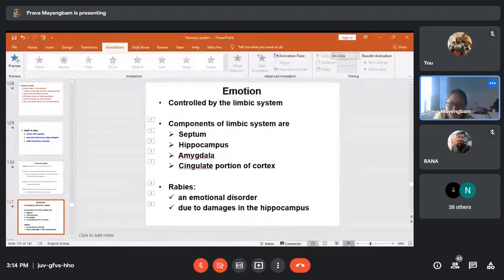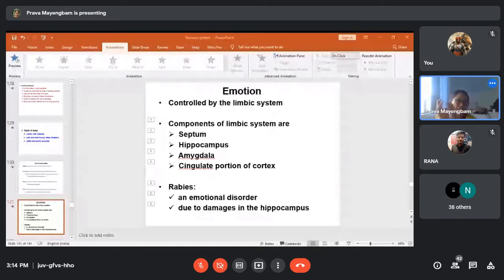Next is emotion. Emotion is controlled by the limbic system. What are the components of the limbic system? The limbic system consists of the septum, hippocampus, amygdala, and cingulate portion of the cortex, and they are involved in control of emotion.